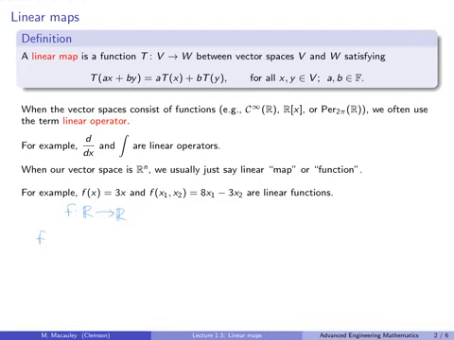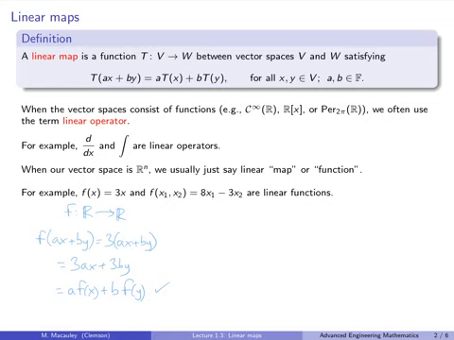So f(ax + by), by definition, is 3 times (ax + by). Now we can write this as 3ax + 3by. And now we can write this as a times 3x, which is f(x), plus b times 3y, which is f(y). So indeed, this linearity condition holds.